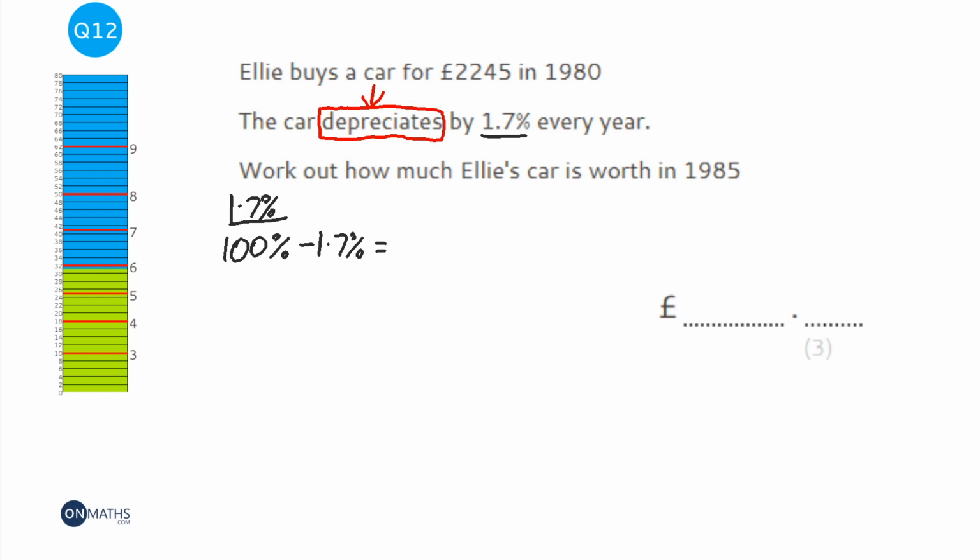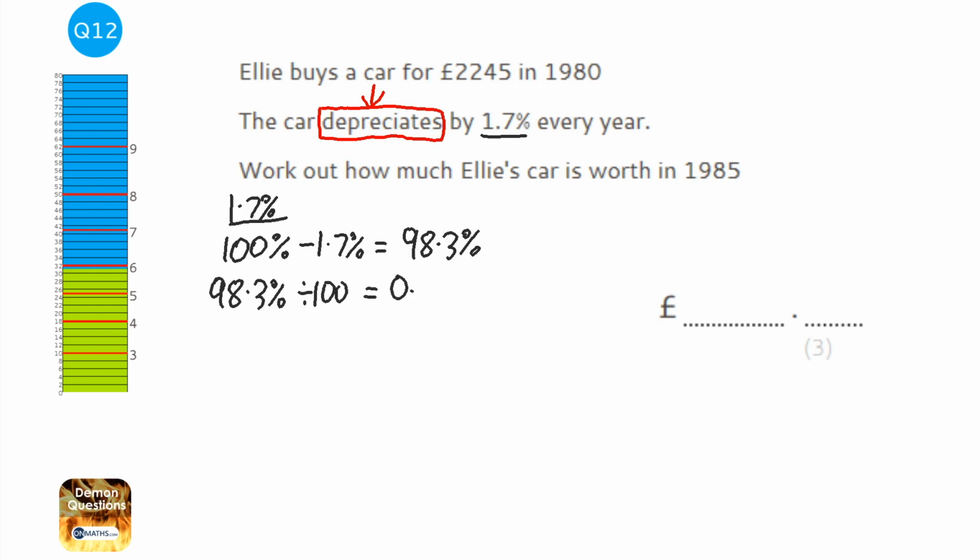And you can do that on your calculator or in your head. So 100 take away 1.7 is 98.3%. Then you want to work it out as a multiplier. So you're going to do 98.3% and you just divide it by 100. And multiplier is a posh way of saying decimal. So 0.983. Now, any time I times something by 0.983, it will decrease it by 1.7%.